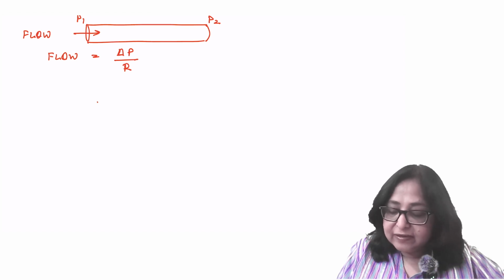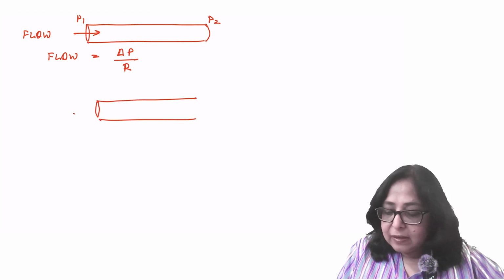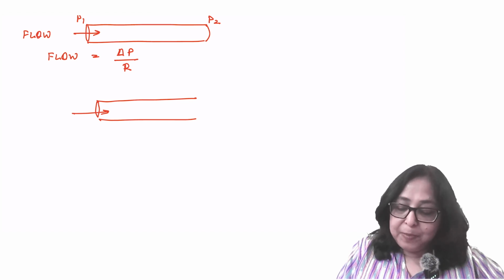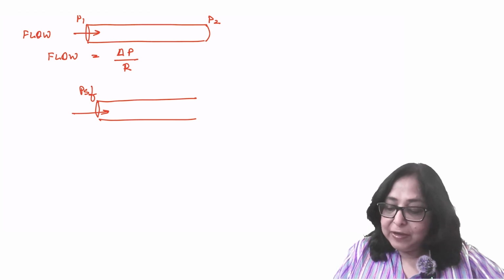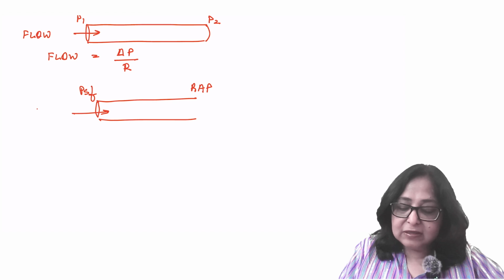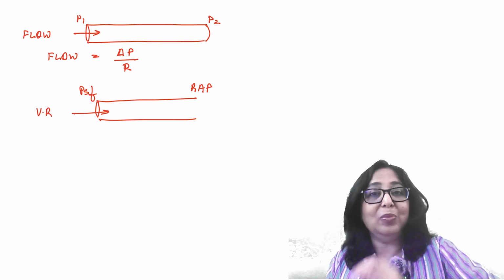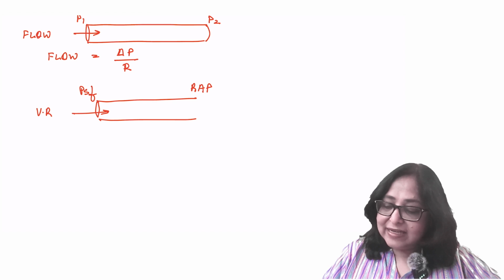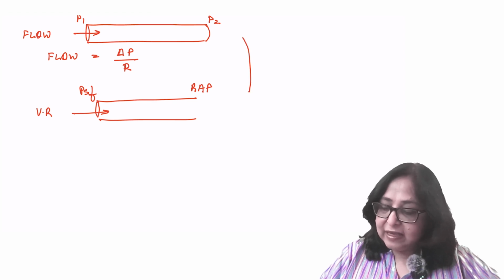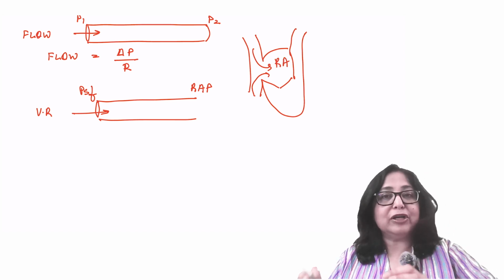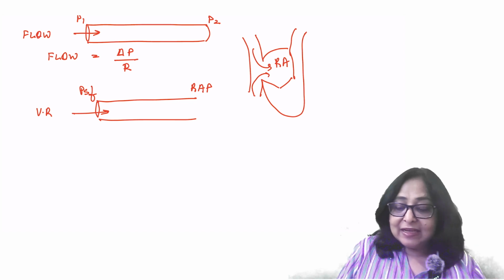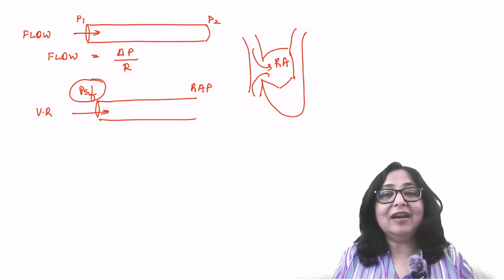Now for venous return, what is P1? P1 is mean systemic filling pressure and P2 is right atrial pressure. This is for the blood flow through the veins. Why is right atrial pressure P2? Because we know that the superior and the inferior vena cava will drain into the right atrium, right? This is the right atrium. So right atrial pressure becomes P2. Now mean systemic filling pressure is P1 for venous return.